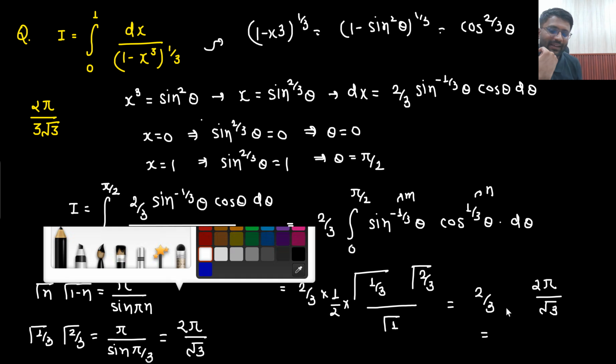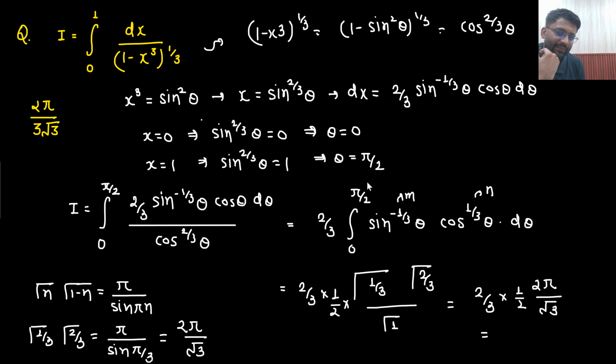Simply you need to apply the formula. I hope you are getting this formula. There is nothing. M plus 1 by 2, minus 1 by 3 plus 1 will be plus 2 by 3, divided by 2 would be 1 by 3. N plus 1 by 2, that will become 4 by 3, divided by 2, that will become 2 by 3. Then addition of both of them will be gamma 1 only. Gamma 1 value is 1 only. 1 by 3 multiply with 2 by 3, from this formula we find that it is coming out to be 2 pi by under root 3.